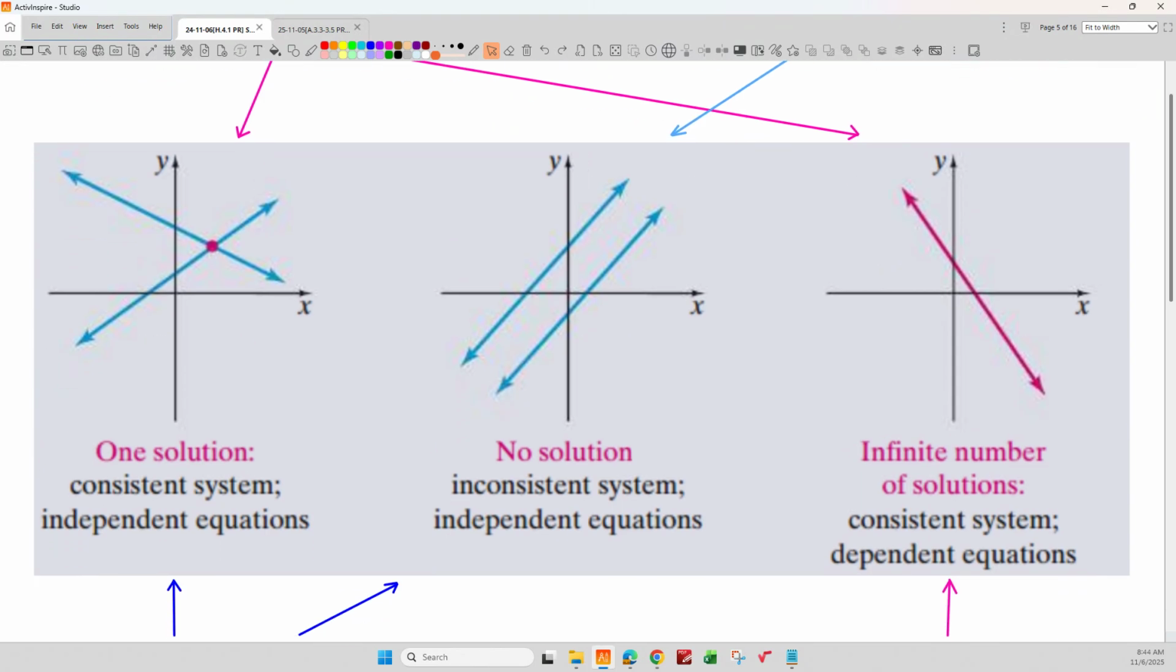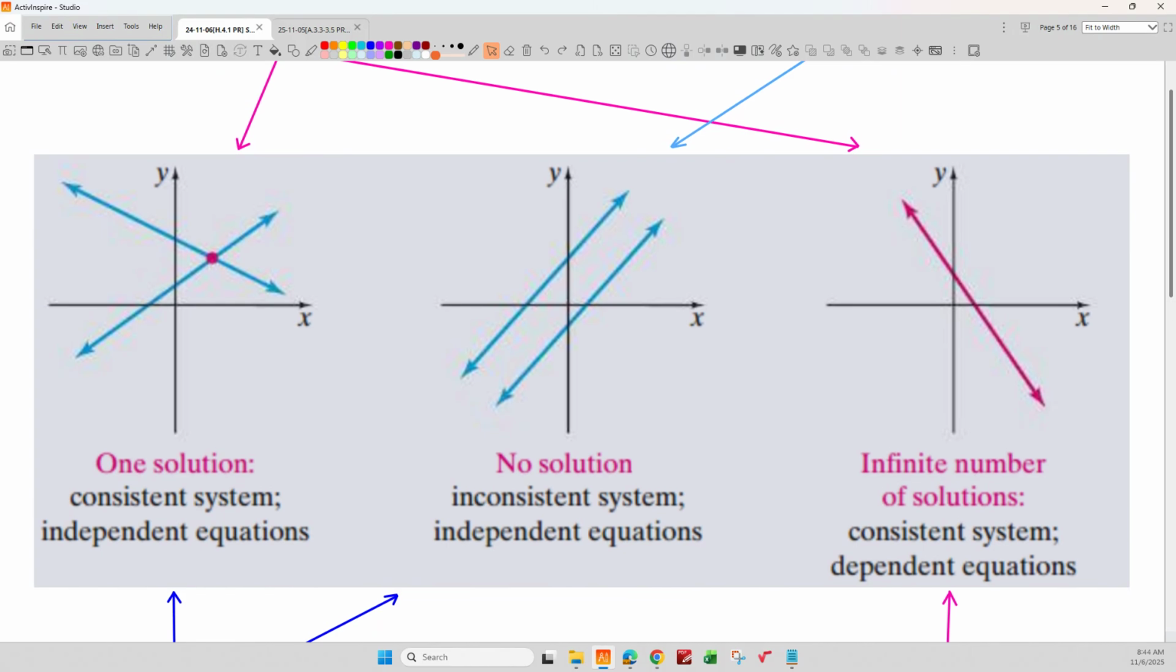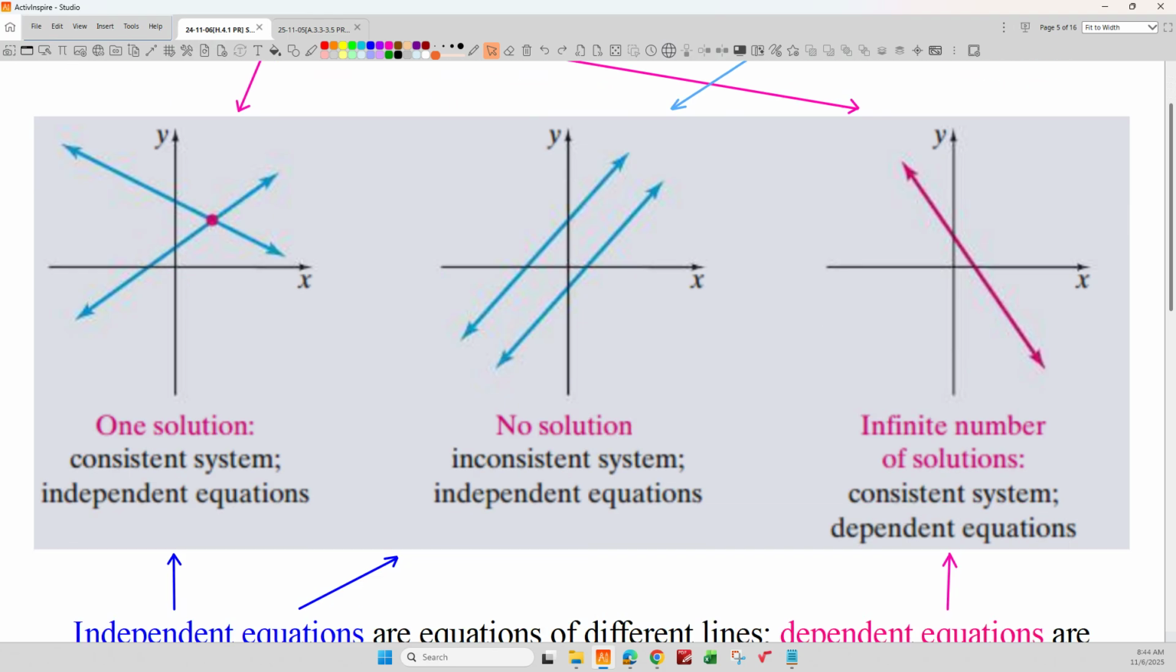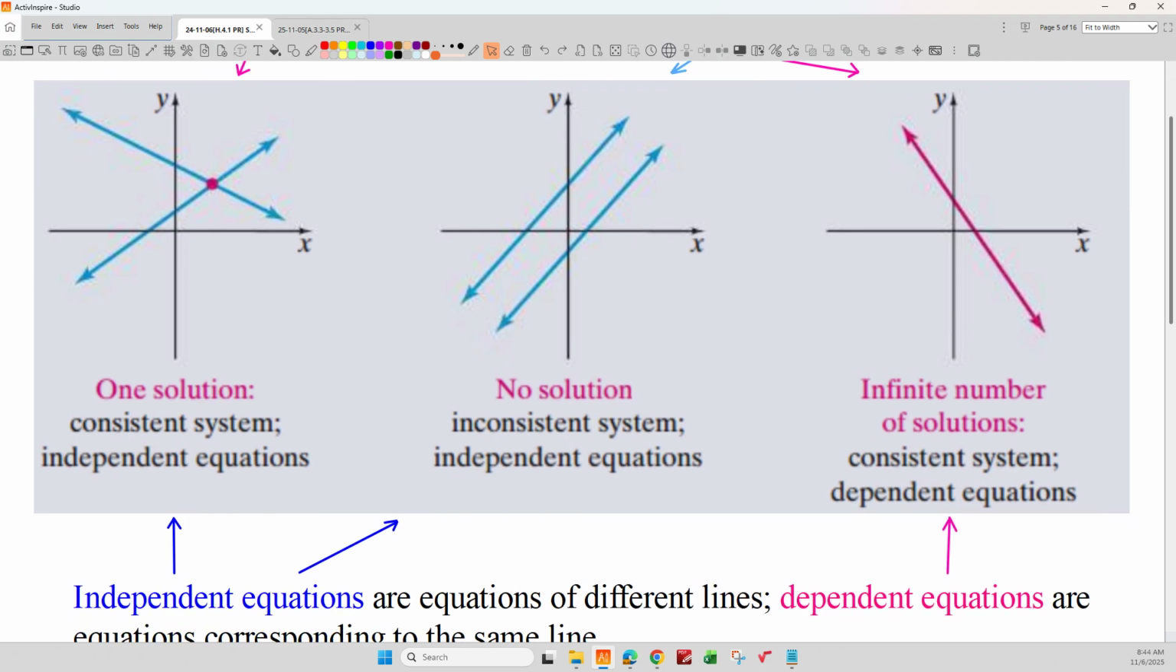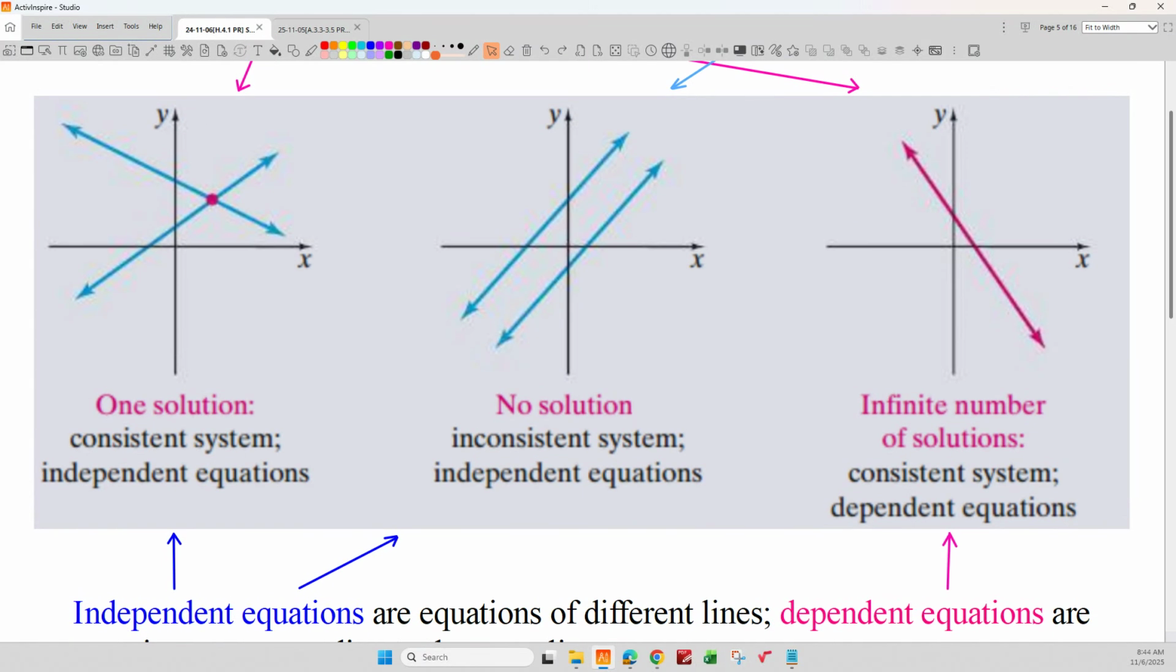So we combine both of those things. And how would we describe, for example, this situation over here where we have a single solution using both adjectives? What would that be? It's going to be consistent, independent, right? See what I'm saying? So this is the one that's a consistent, independent system. How about this one? Inconsistent, independent, yeah, right. And how about this one? Consistent, dependent, yeah, right, okay.